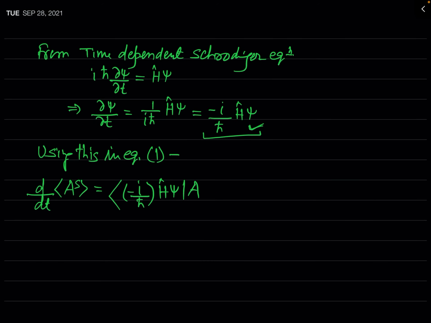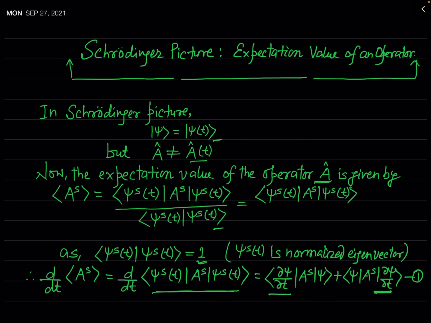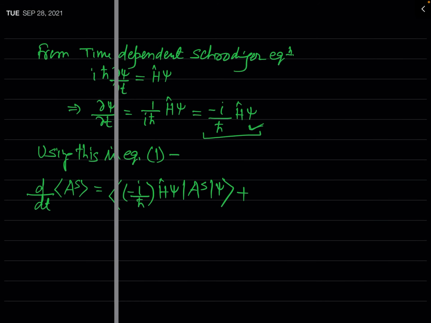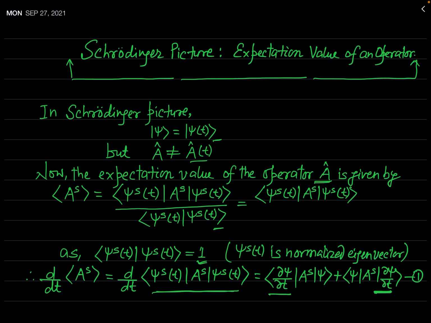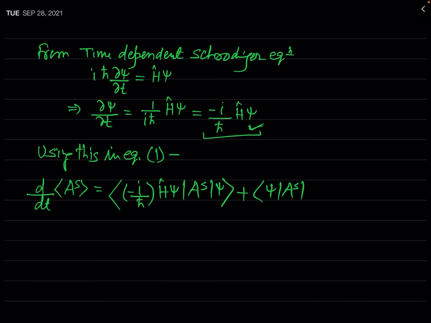So this is AS ket psi, and plus the second term is bra psi AS and ket del psi by del t. And again, in place of del psi by del t, we write minus i over h bar H hat psi.